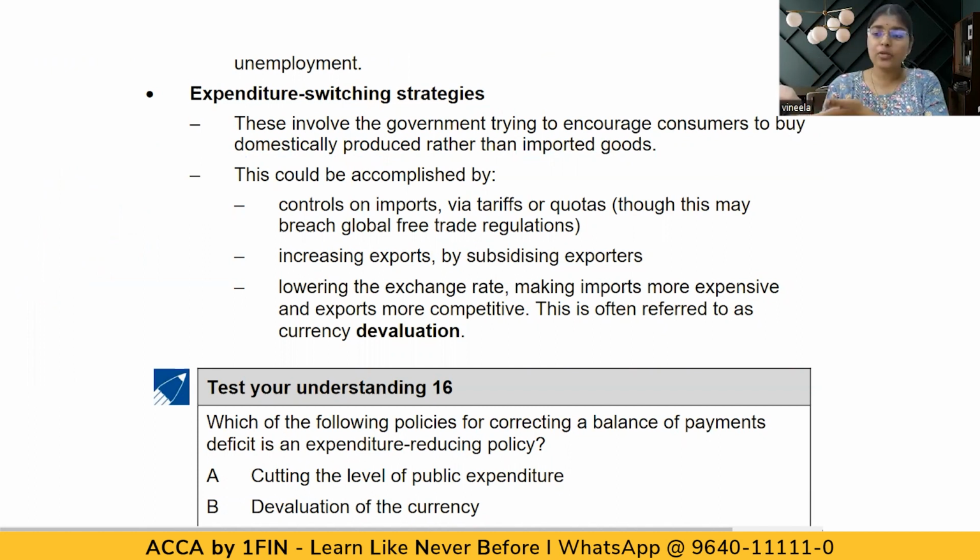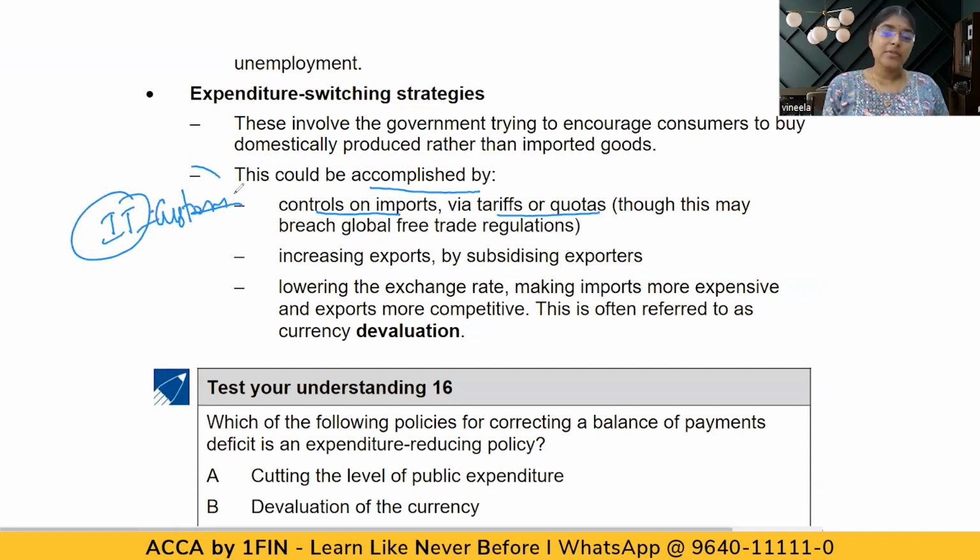If you purchase imported goods, what happens? The country from which you are purchasing those goods, their economy will increase. So rather than improving their economy, the government is trying to say improve your own economy by purchasing your own domestic goods. So how could this be accomplished? This could be accomplished by controls on imports via tariffs or quotas. That means simply I'll increase the import tax. That is nothing but your customs duty. Customs duty will be increased. As customs duty is increased, import prices will increase. As import prices increase, people will move towards domestic goods.